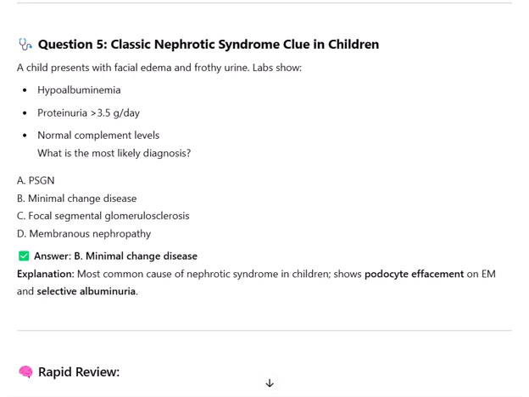Answer B. Minimal change disease. Explanation. Most common cause of nephrotic syndrome in children, shows podocyte effacement on EM and selective albuminuria. Rapid review.